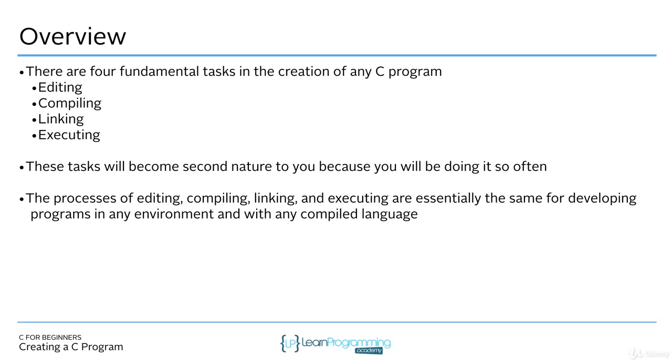The processes of editing, compiling, linking, and executing are the same for developing programs in any environment with any compiled language. This is not unique to C. If you're writing a Java program, you're going to write the source code, you're going to compile the source code. Linking you might not be as aware of in Java, but it's going to do some kind of linking, and we'll talk about what linking is. And then you're going to run the program. What I'm describing here, again, is how it's done in C.